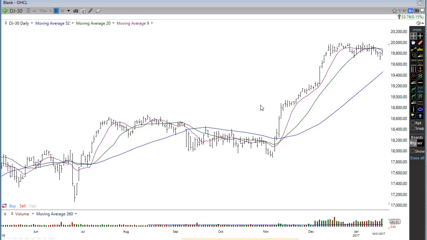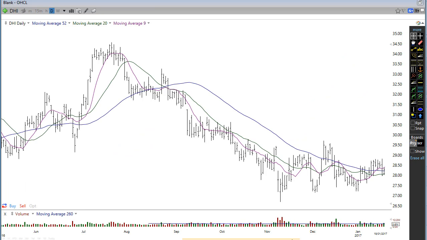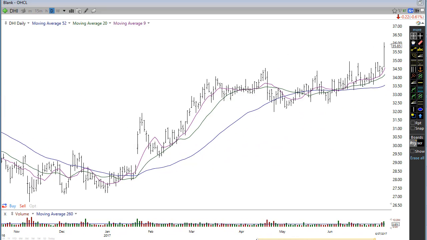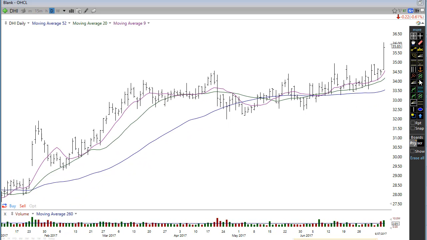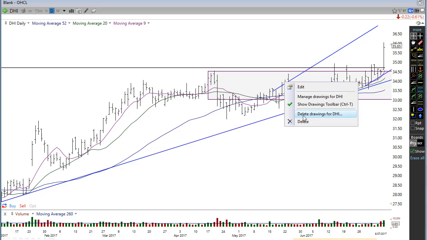Make sense? So I'll give you an example of a few trades here that I recently took. I'll show you this one right here, DHI. Let me show you this here. Firstly, what did I see? Let me delete everything off the screen.